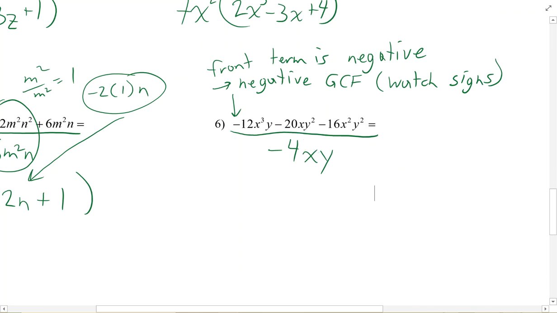Okay, so now, before I even get going, what am I going to do? I'm going to write my brackets out. I'm going to put my GCF up front. So -12 divided by -4 is +3, x squared. -20 divided by -4 is +5, y. And -16 divided by -4 is +4, xy.